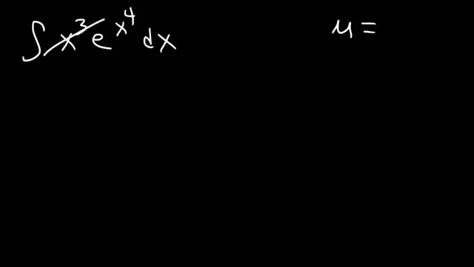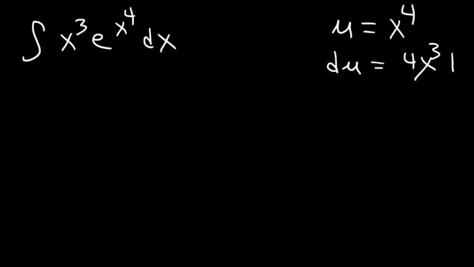Let's try x cubed e raised to the x to the fourth. So what should we make u equal to? x cubed or x to the fourth? If u is x cubed, du will be 3x squared, and that will not completely get rid of x to the fourth. But if we make u equal to x to the fourth, du will be equal to 4x cubed, and that can get rid of the x cubed that we see here. So let's do that. Let's make u equal to x to the fourth. So du is going to be 4x cubed dx.